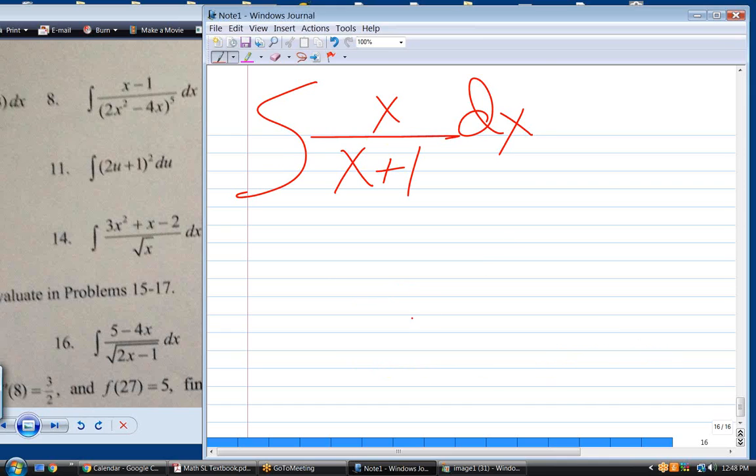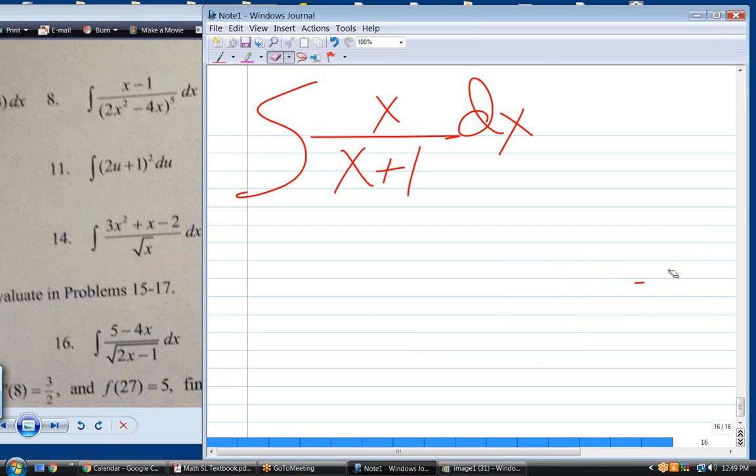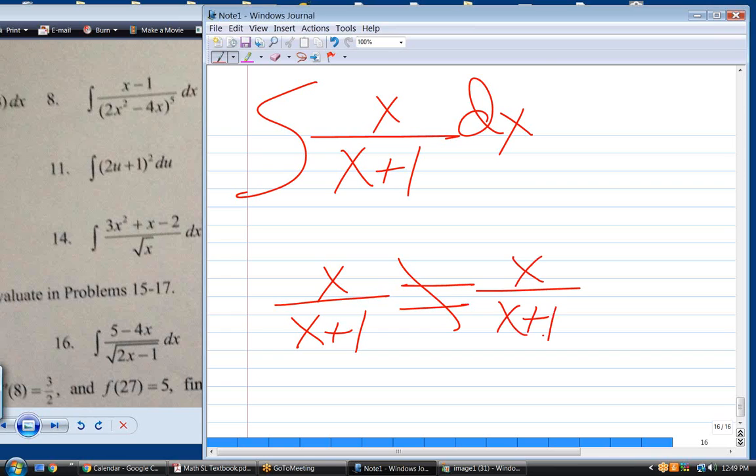But why is this hard to do? If I had a plus b over c, it would be easy to do, because that would be the integral of a over c plus the integral of b over c. But when I have 2 terms in the denominator, I cannot split it up. In other words, x over x plus 1 is not equal to x over x plus x over 1. You cannot split up fractions like that when you have 2 terms in your denominator.